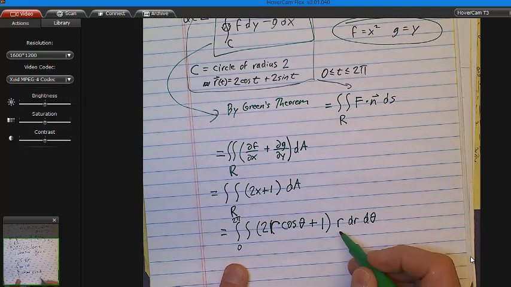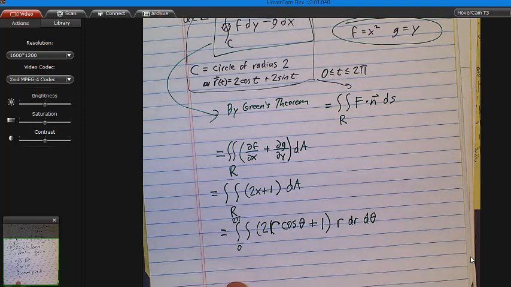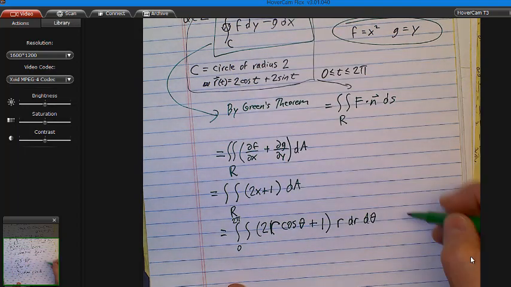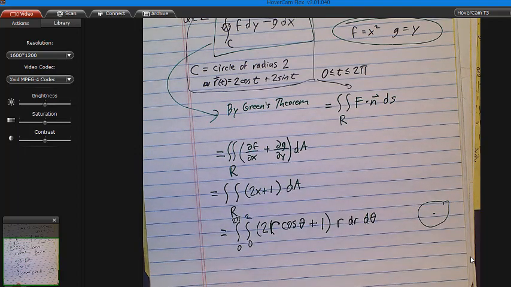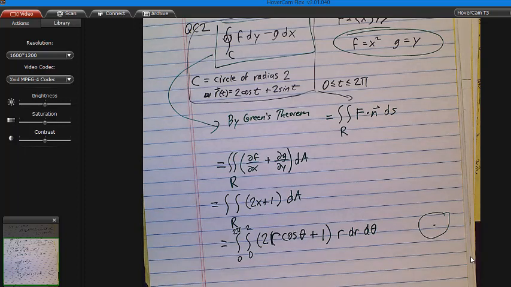Now r, we should be able to write as a function of theta, right? Oh, but it's a circle. So the region is really simple, right? 0 to 2. Yeah, I could see why they wanted polar coordinates. Well, it makes sense. Anytime my region is circular, I'm going to save a lot of headaches if I go to polar coordinates. Okay. So now, what are we going to do first?